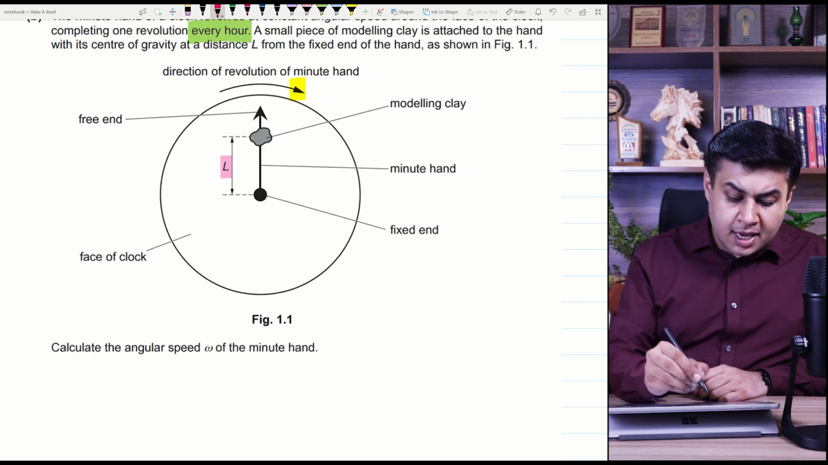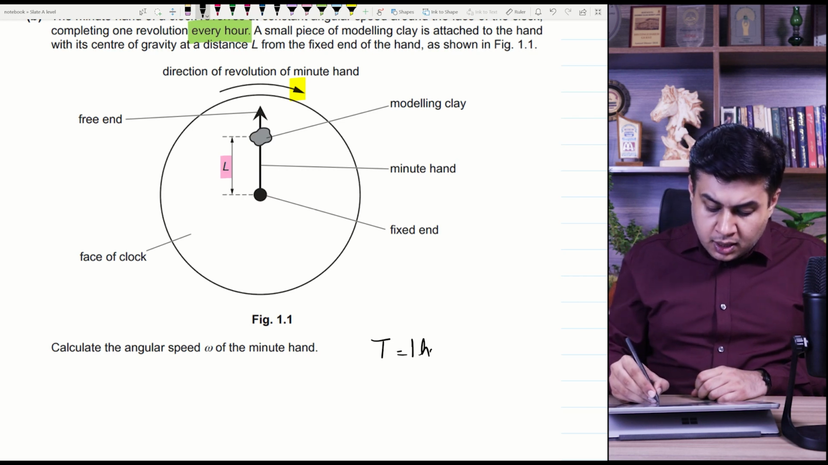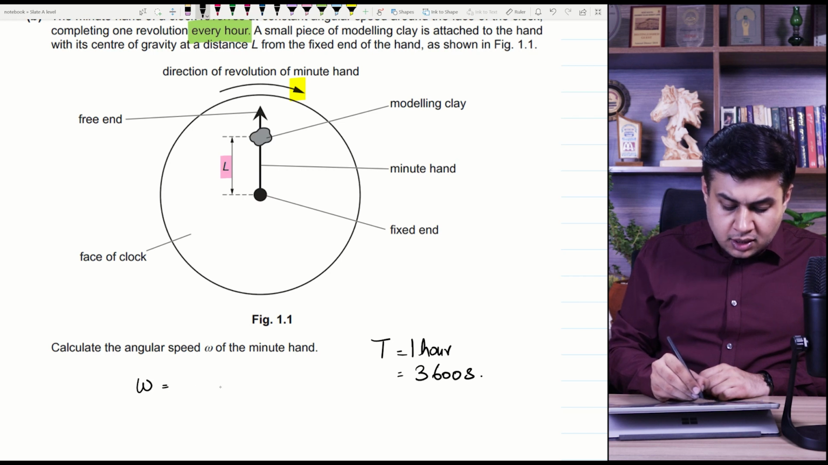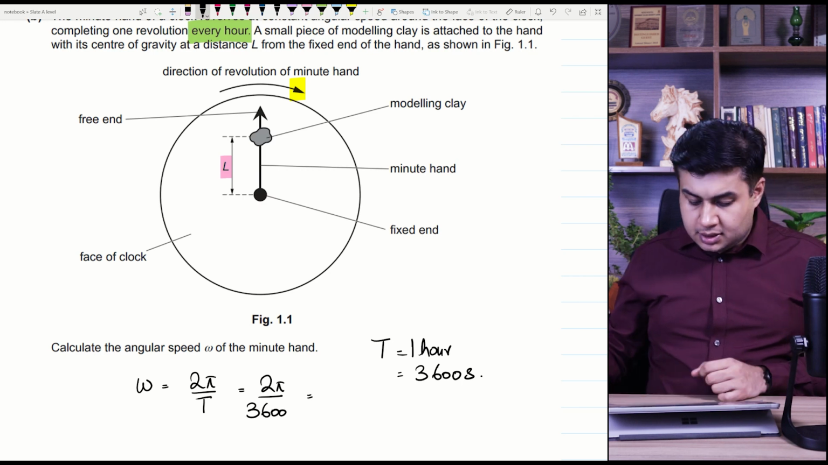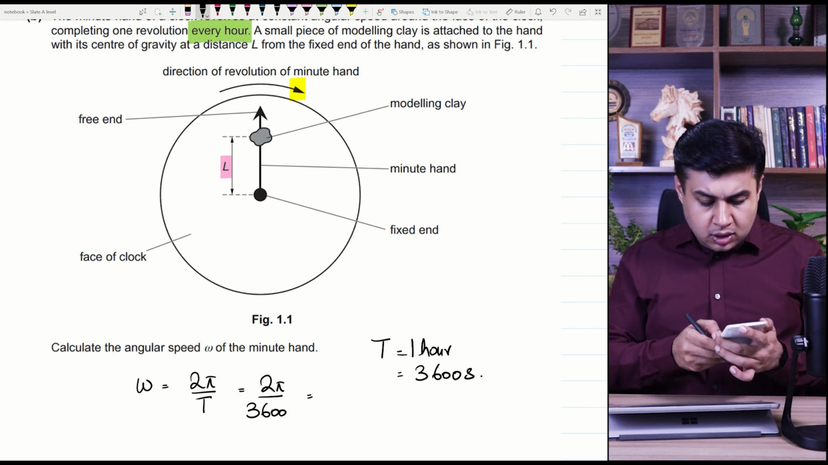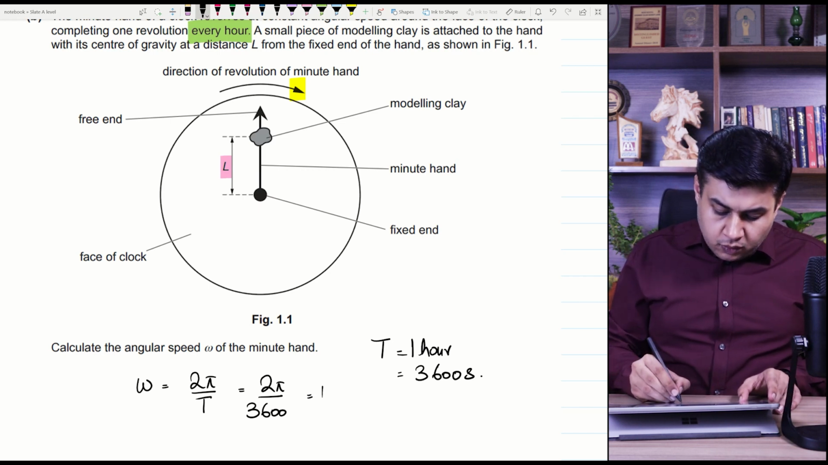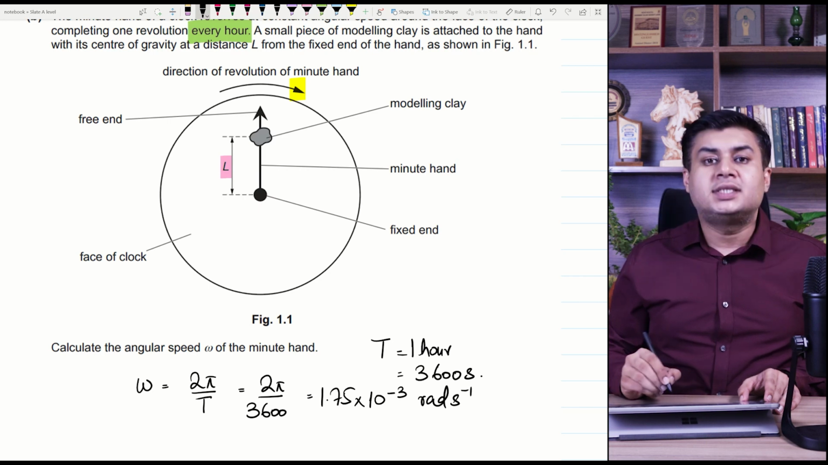The minute hand completes one revolution in 1 hour, and this 1 hour in seconds is 3600 seconds, right? So you have to write the expression for angular speed: omega equals 2 pi over capital T, 2 pi divided by 3600. Your answer is 1.75 multiplied by 10 raised to power minus 3, and the unit is radians per second, right?